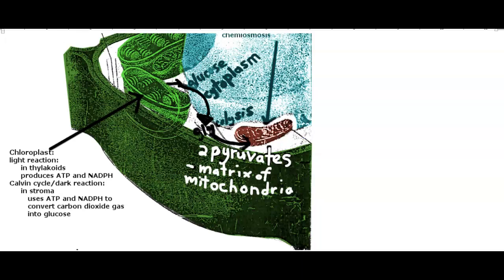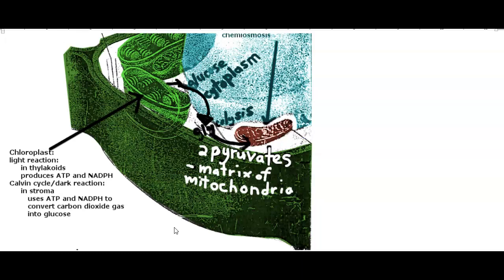So back to this picture. Inside the chloroplast, light reactions, in the thylakoids, we made ATP and NADPH. Still inside the stroma, ATP and NADPH are used to convert carbon dioxide, to reduce carbon dioxide into glucose. So the Calvin cycle is going to use ATP and use NADPH to reduce carbon dioxide into glucose.